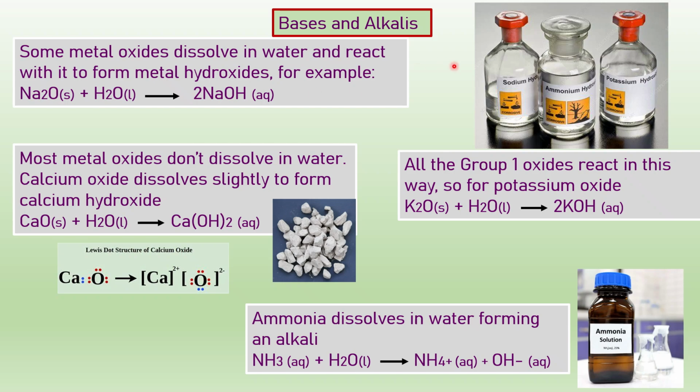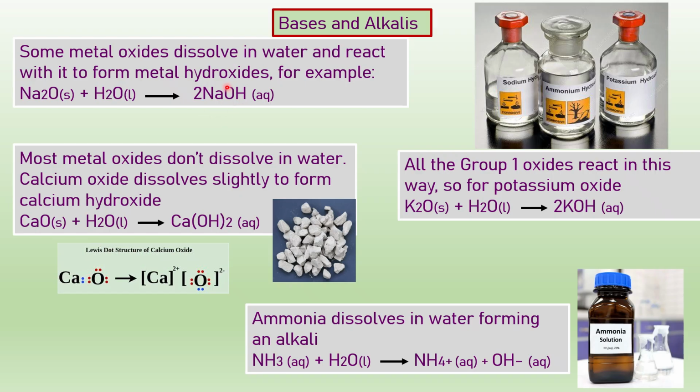Bases and alkalis. Some metal oxides dissolve in water and react with the water to form metal hydroxide. For example, sodium oxide, its formula is Na2O. It dissolves and reacts with water, H2O, to form sodium hydroxide, NaOH. Now, this is an alkali.